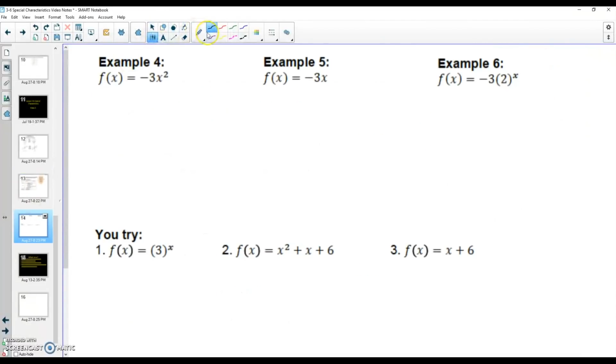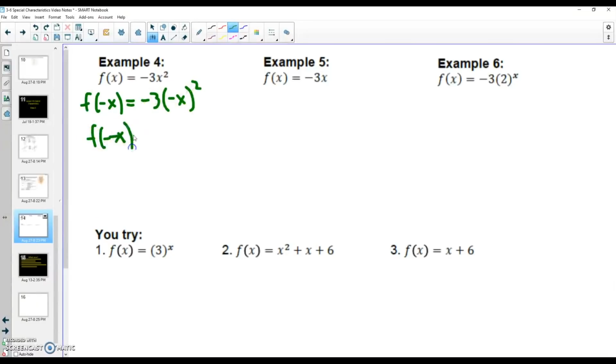So if we are looking at example 4, we want to test whether this is even, odd, or neither. What we're going to do is replace the x with a negative x. Everywhere we see that x, we're going to plug in the negative x value. So when we do this, we're going to simplify.